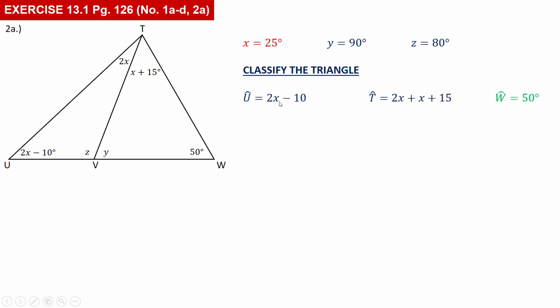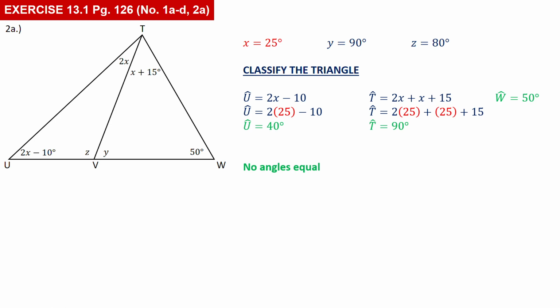So I already know that w is equal to 50. T is this whole angle here, so 2x plus x plus 15, and then u is this angle here. Okay, if I were to try and classify that now, I need to substitute that x is equal to 25, which I do. So I find that u is equal to 40, t is equal to 90, and w is equal to 50. Okay, so what does that mean? I've got no angles that are equal, so it's definitely scalene. I've got one angle that's 90 degrees, so it's a right-angled scalene triangle.